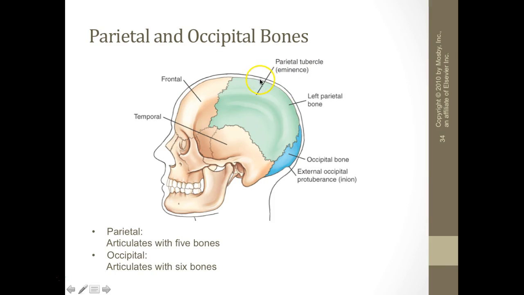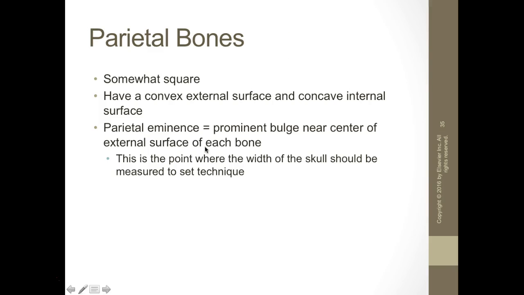So parietal and occipital bones, what we're going to roll into now. So we're at the frontal. Here's your parietal tubercle or eminence, so that's the widest portion, and this is your parietal bone, and your occipital bone, temporal bone, sphenoid bone.